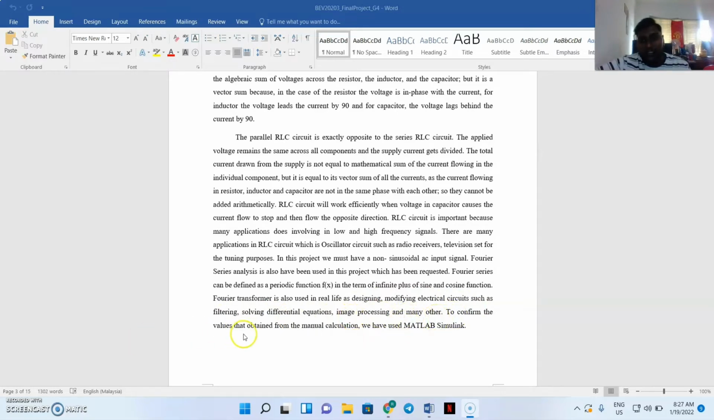To confirm the values that we obtained from the manual calculation, we have used MATLAB Simulink for circuit simulation. So that's all from me. Thank you.